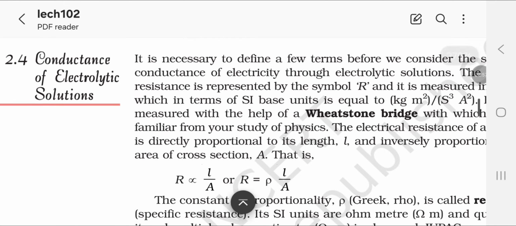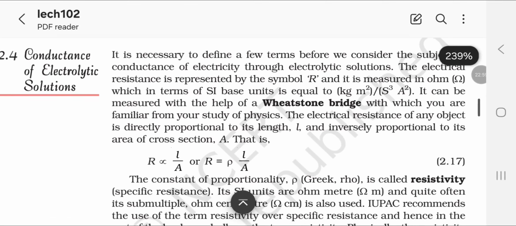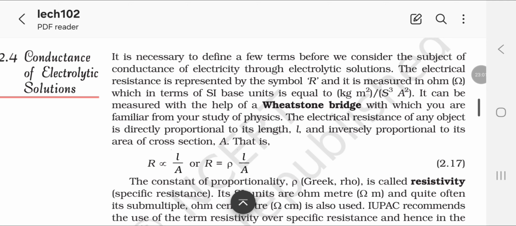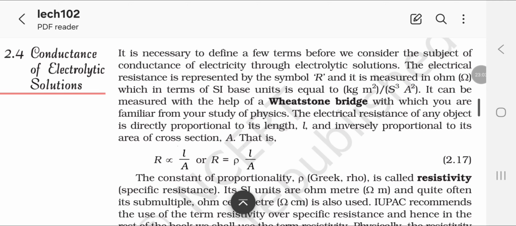2.4 Conductance of electrolytic solutions. It is necessary to define a few terms before we consider the subject of conductance of electricity through electrolytic solutions. The electrical resistance is represented by the symbol R and it is measured in ohm, which in terms of SI base units is equal to kg meter square by s cube A square.